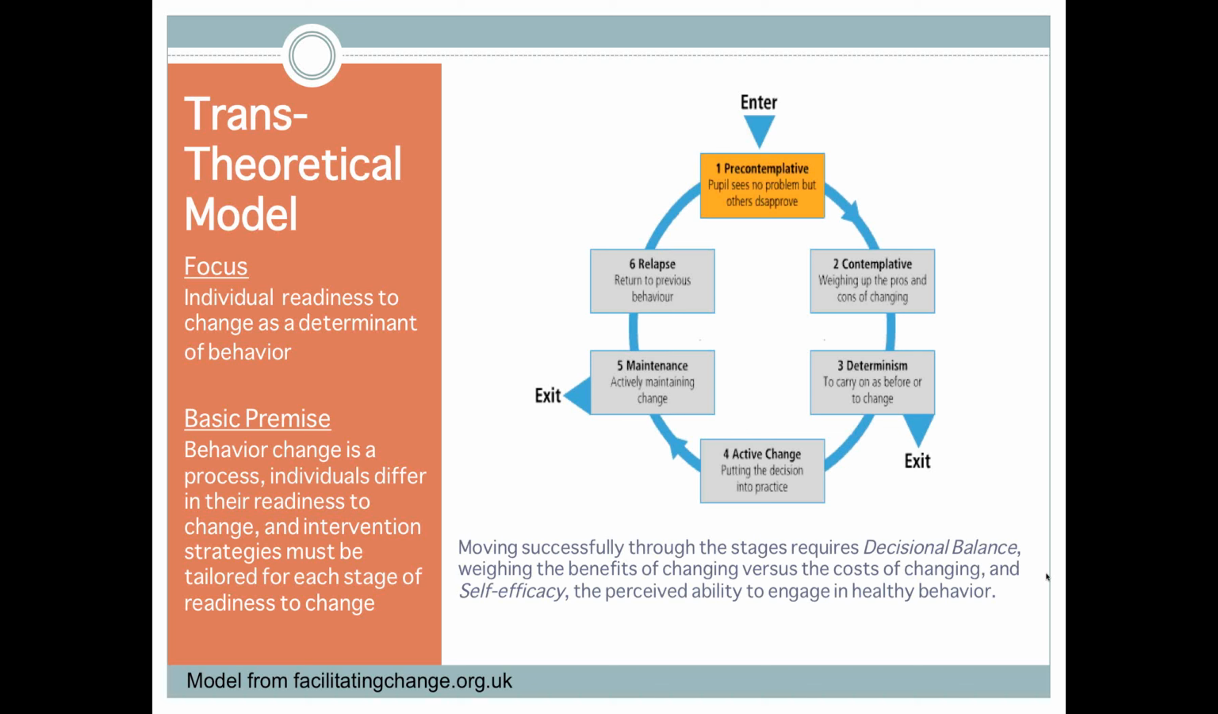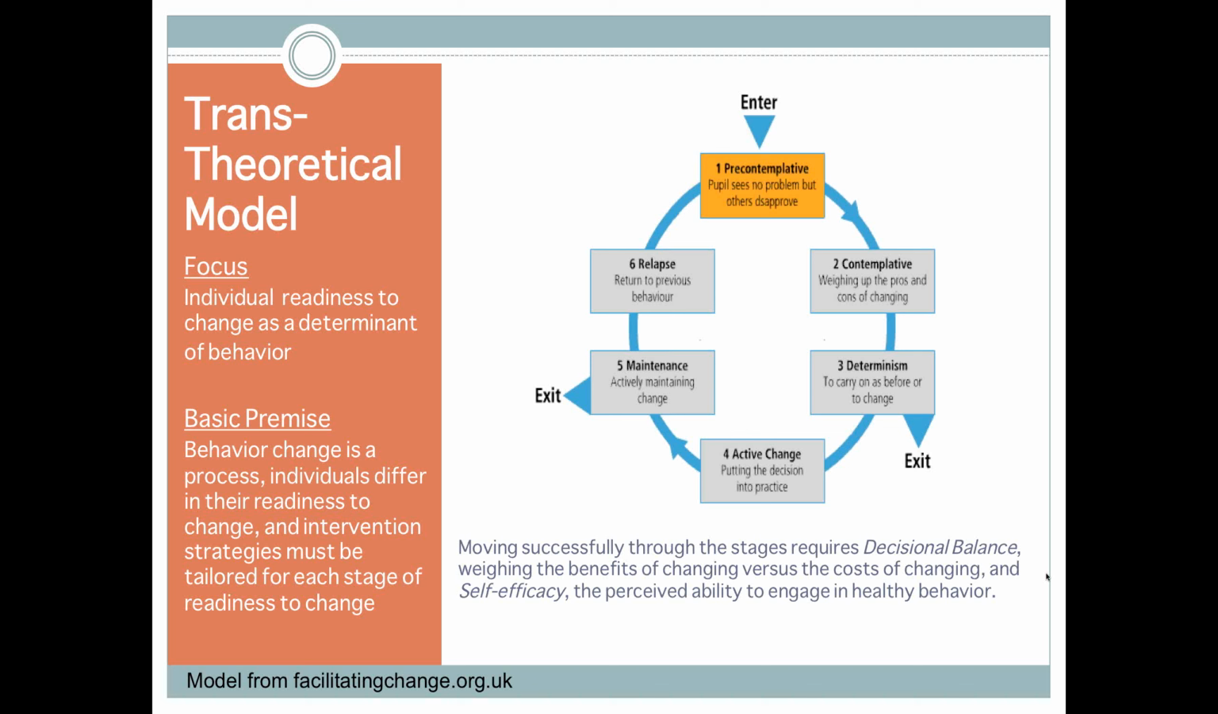So the process is shown in the diagram, where you have pre-contemplation. Second stage is contemplation, where you're looking at the pros and cons of changing. The third phase is determination, where you say you're going to carry on as before, or you make the decision that you are going to change.